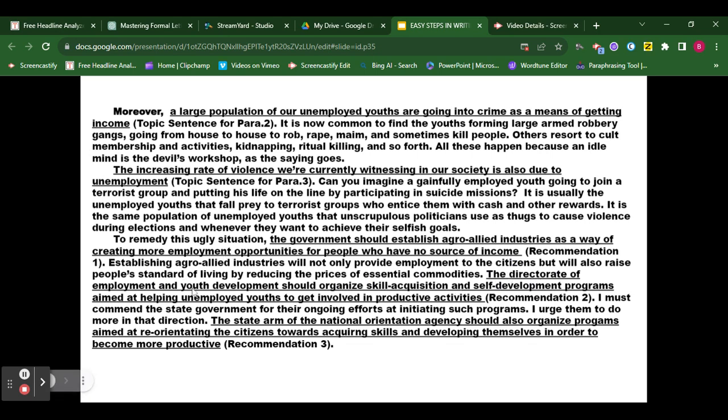The Directorate of Employment and Youth Development should organize skill acquisition and self-development programs aimed at helping unemployed youth to get involved in productive activities. Second recommendation. I must commend the state government for their ongoing efforts at initiating such programs. I urge them to do more in that direction. The state arm of the National Orientation Agency should also organize programs aimed at reorientating the citizens towards acquiring skills and developing themselves in order to become more productive. This is the third recommendation.